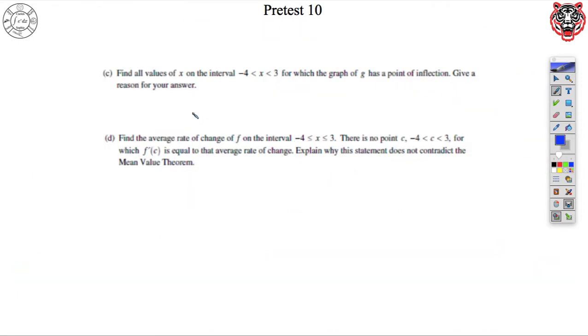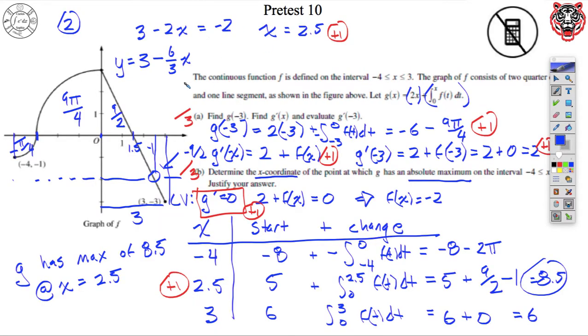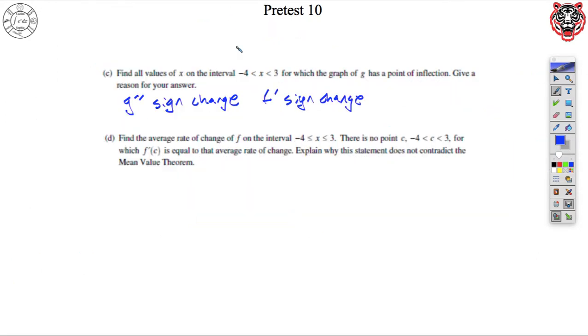All right, on to part C. So we're looking for inflection point. Inflection point is where g double prime has a sign change, and that means that f prime has to have a sign change. So we're looking for a slope that changes. Let's look for a slope. Positive, positive, positive, positive, positive, and then all of a sudden negative, negative, negative. There's only one slope change, it's at x equals 0. So it's x equals 0, and then we already have our explanation. It's because g double prime has a sign change.